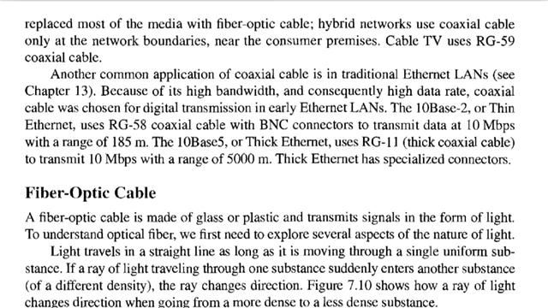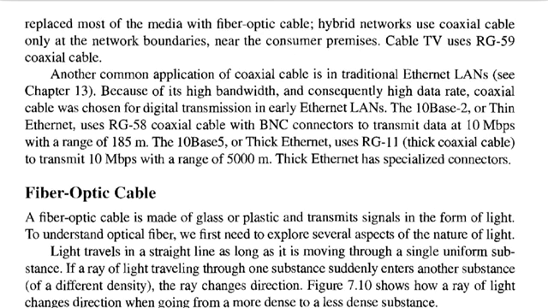Another common application of coaxial cable is in traditional Ethernet LANs. Because of its high bandwidth and consequently high data rate, coaxial cable was chosen for digital transmission in early Ethernet LANs. The 10Base2, or thin Ethernet, uses RG58 coaxial cable with BNC connectors to transmit data at 10 Mbps with a range of 185 meters.